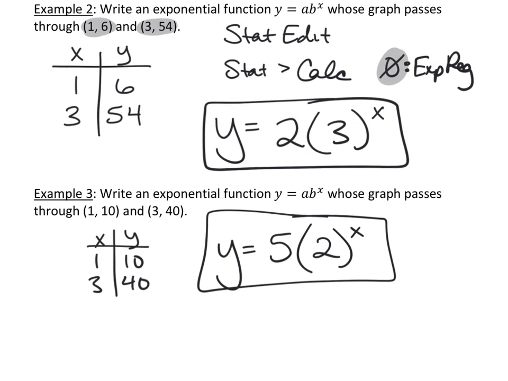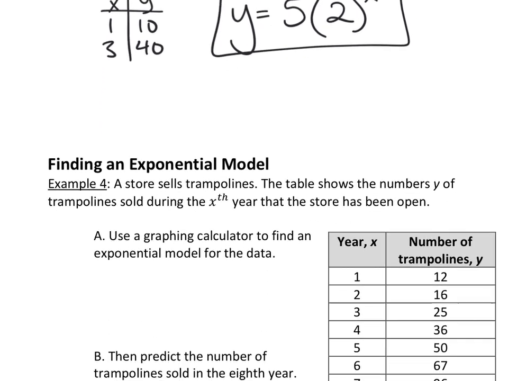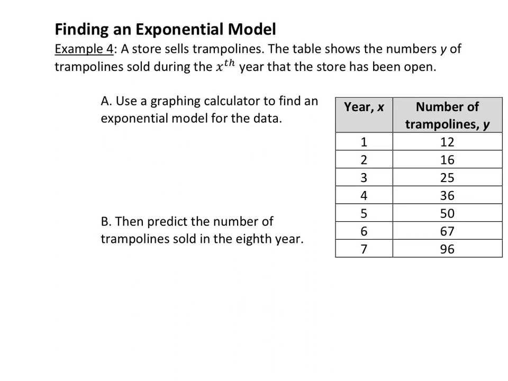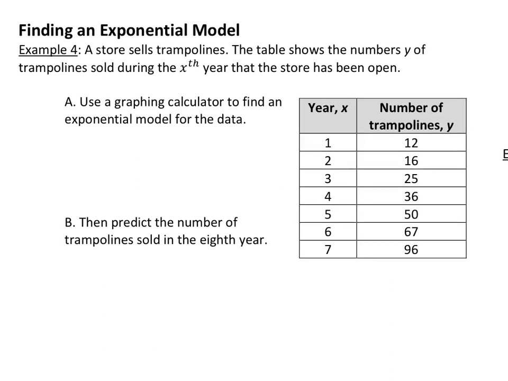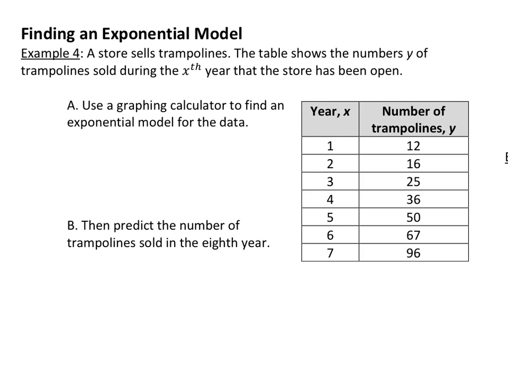Now this next problem is going to give these sorts of problems context. Let's say that we own a store that sells trampolines. The table shows the number of trampolines sold during a particular year that the store has been open. So we have all of this data. We want to use a graphing calculator to find an exponential model for the data. Here's the nice thing, they straight up told us that it's exponential. So that means we know we're going to use option 0 when we run the stat regression.